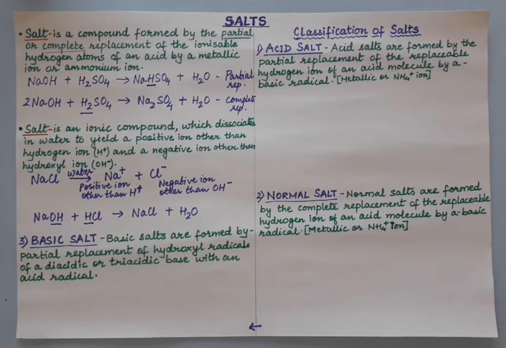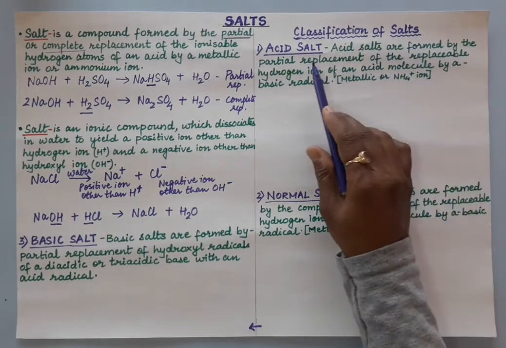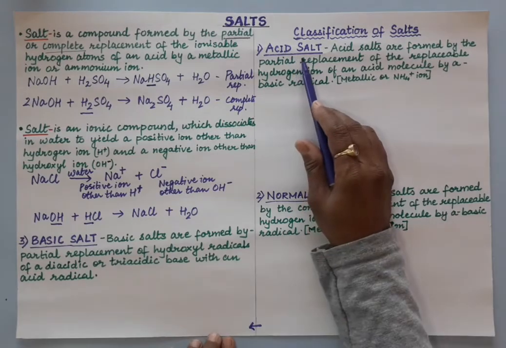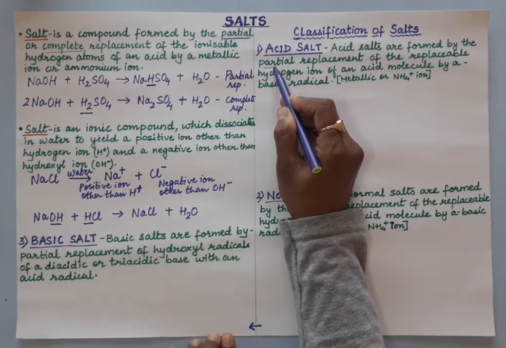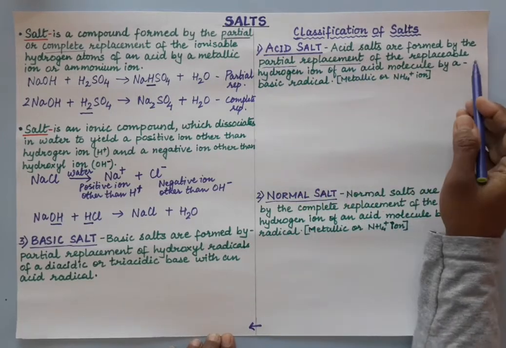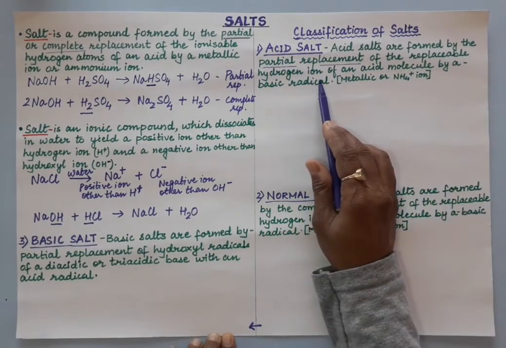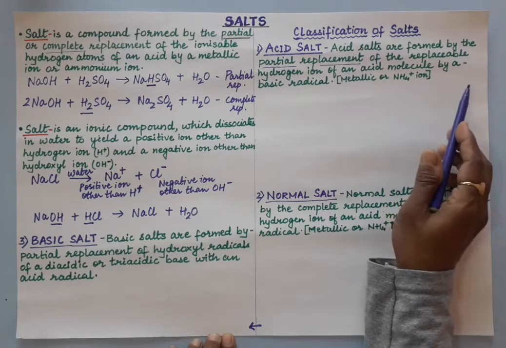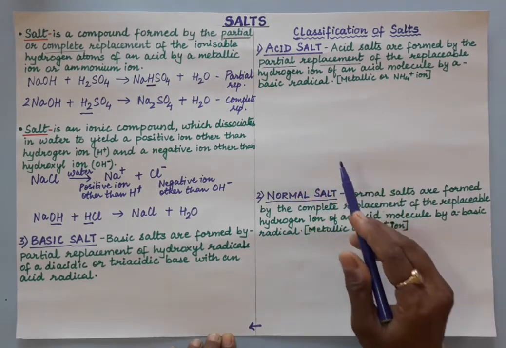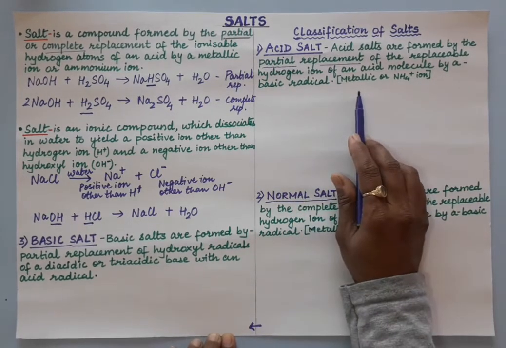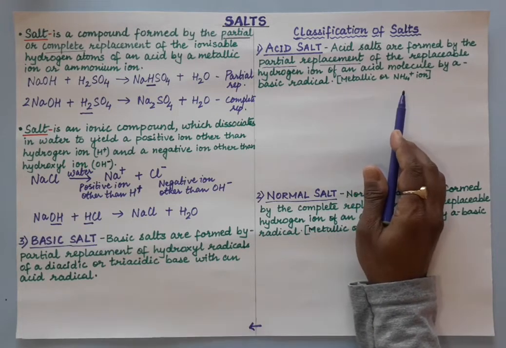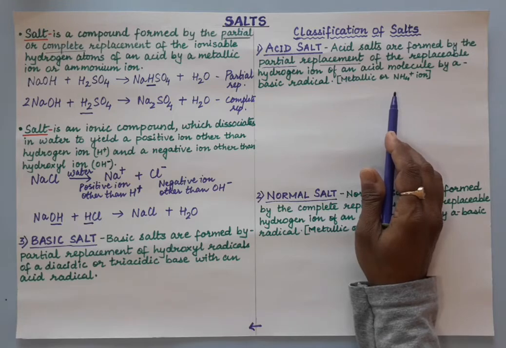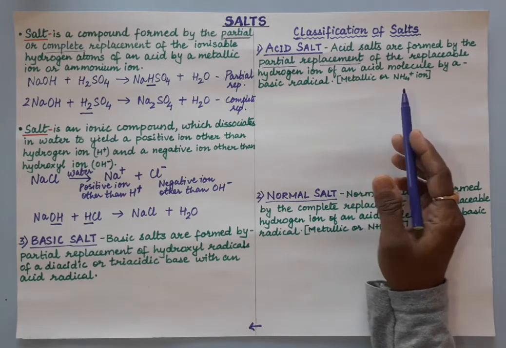Now let us understand the classification of salts. So first is acid salt. Acid salts are formed by the partial replacement of the replaceable H plus ion of an acid molecule by a basic radical. Now when we say basic radical, metallic radicals and even the ammonium ion are all basic radicals. So again let us understand this by taking an example here.